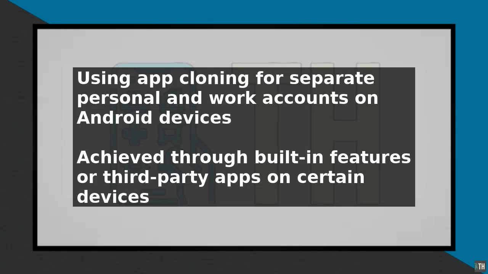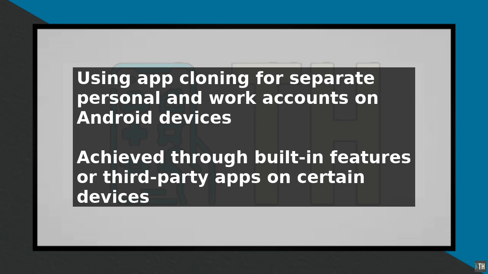Using the same app twice on Android can be useful for various purposes, such as having separate accounts or instances for personal and work use. To achieve this, you can use a feature called app cloning or parallel apps, which is available on some Android devices, particularly those from Samsung, Huawei, and Xiaomi.